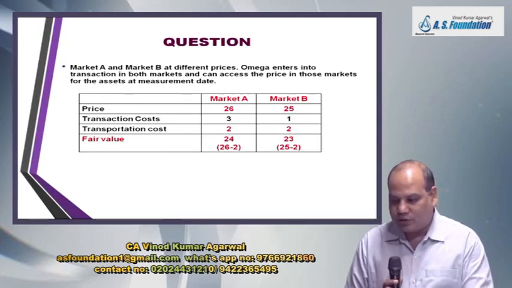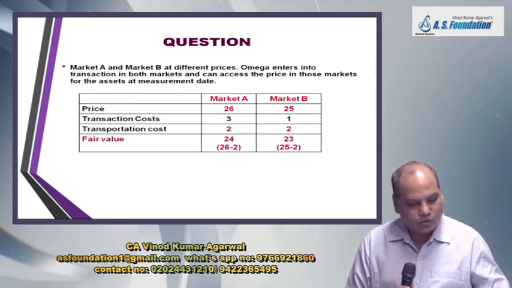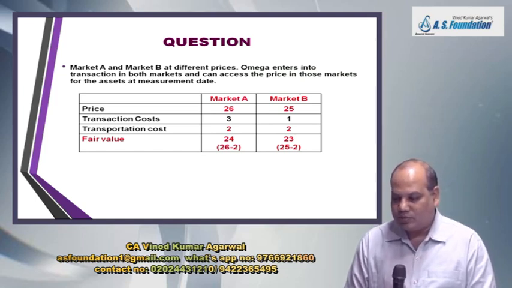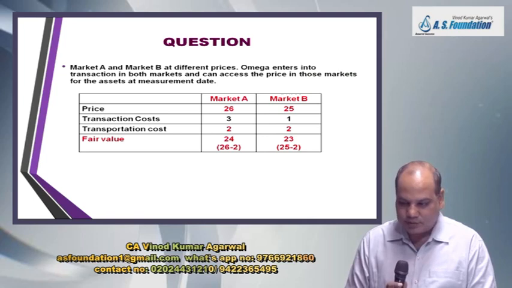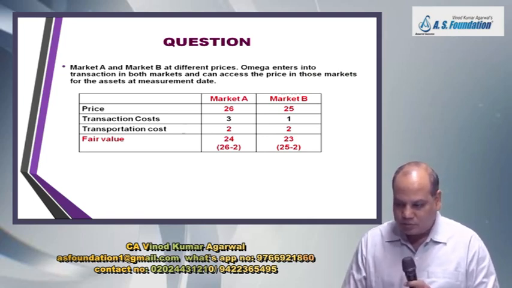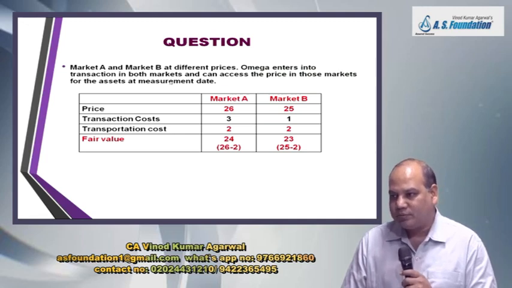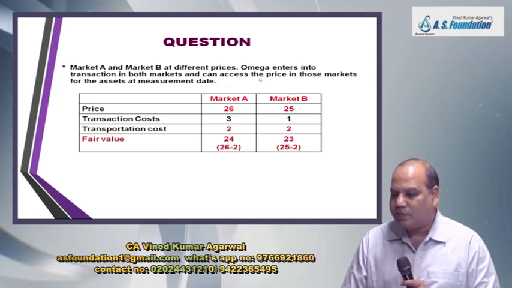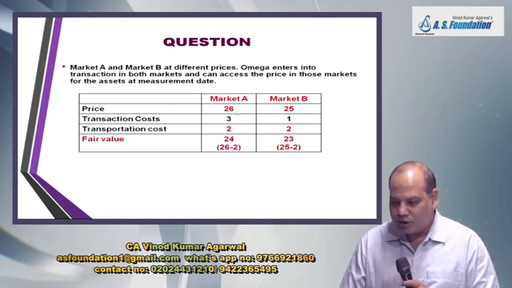Now see one example on the screen with solution also. Market A and market B are at different prices. So there is a product which is selling in market A and market B at different prices. Omega enters into transactions in both markets, so it can access the price in those markets for the asset at the measurement date. The prices in market A and market B are 26 and 25.